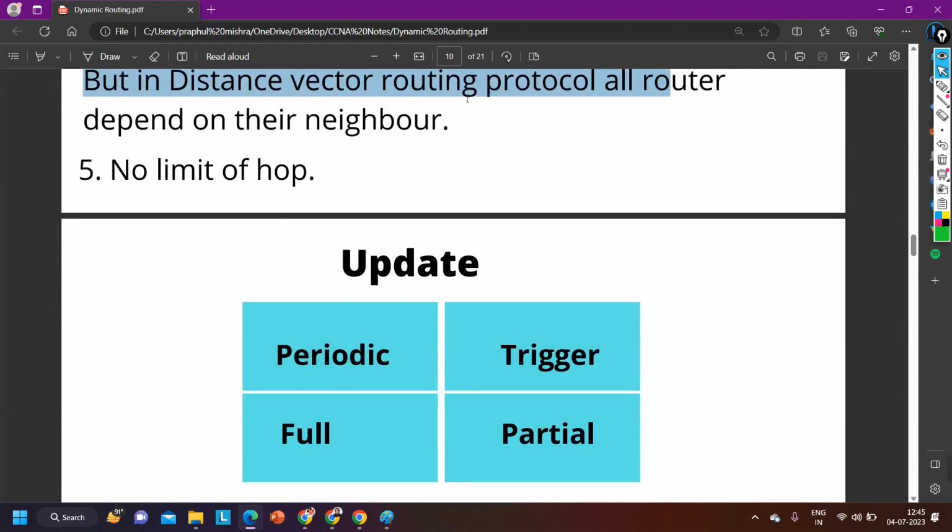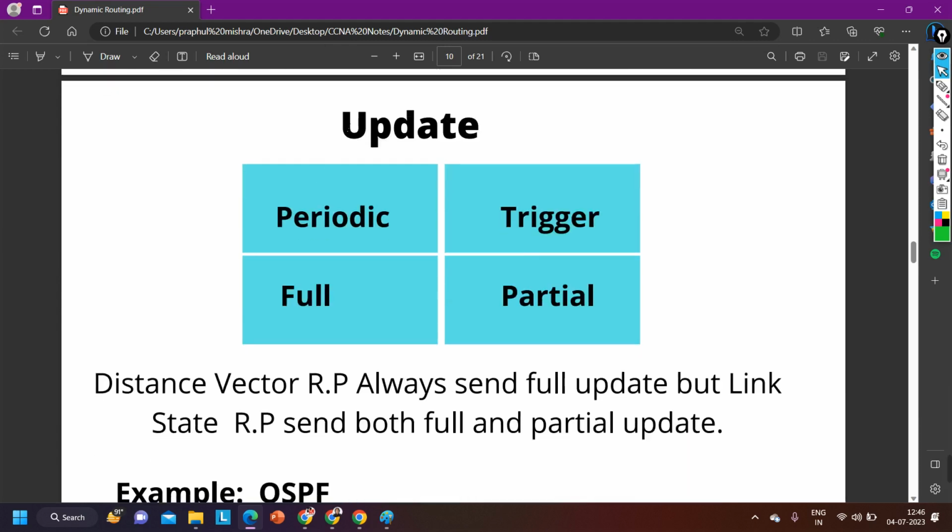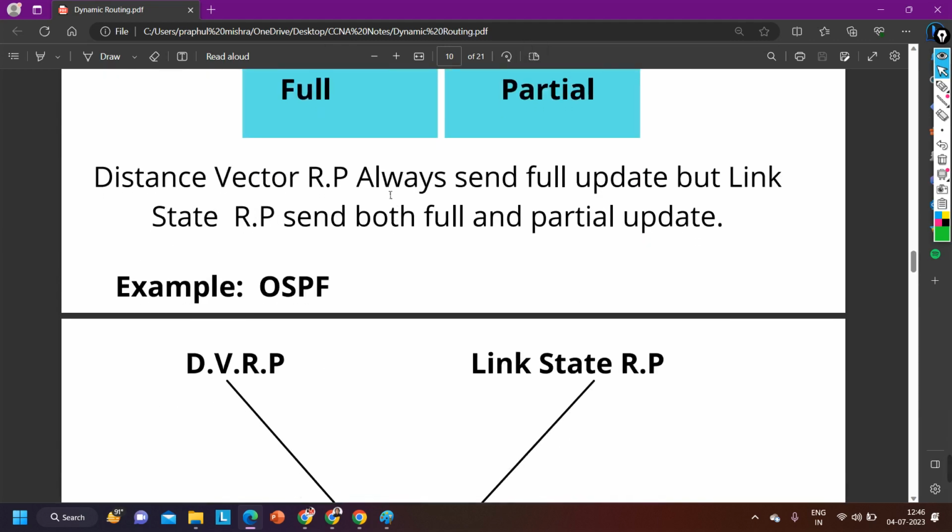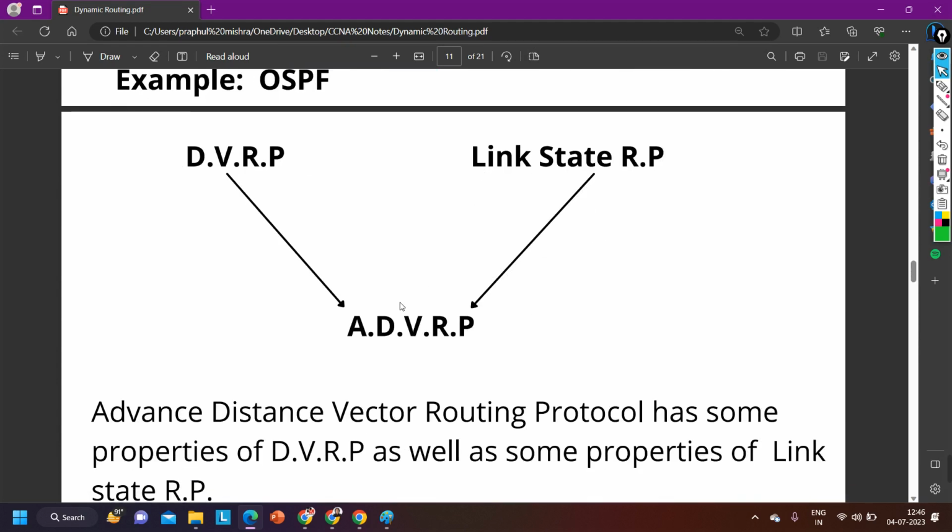Done. In distance vector routing protocol, we have a limit of hops as well. We can connect only 15 routers in a series, but here we can connect unlimited routers. We don't have any limit. Okay. Done. After that, we have some types of updates, so we will understand this later.